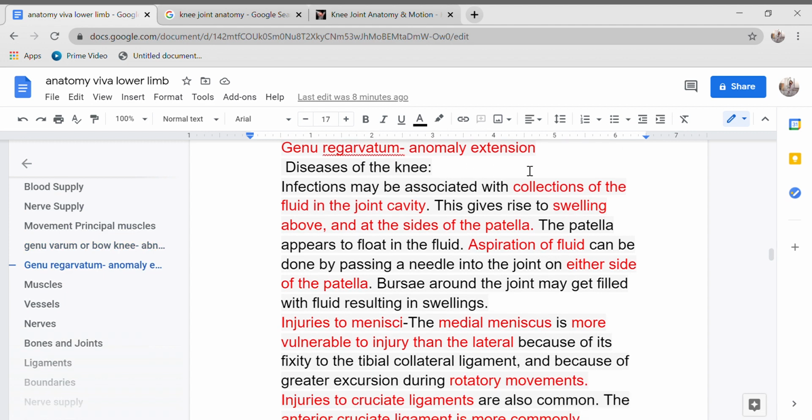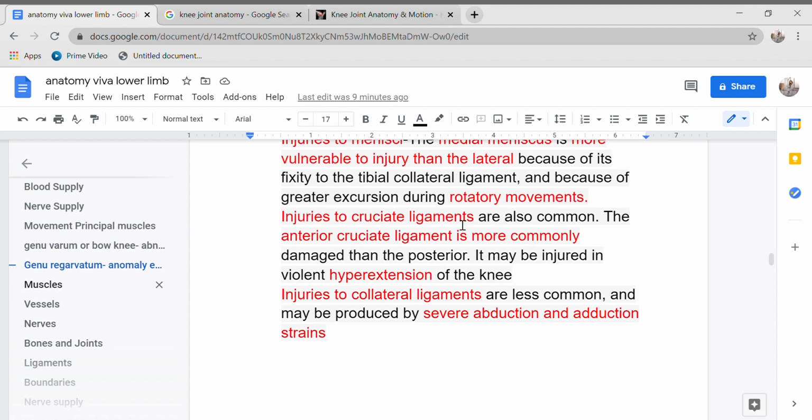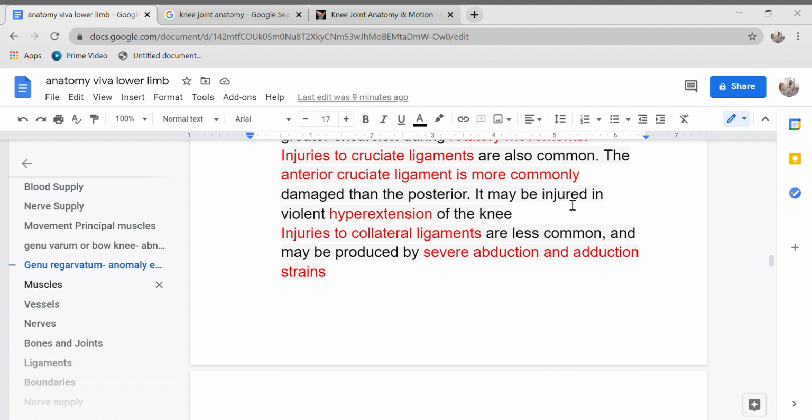In disease of the knee, there will be collection of fluid in the joint cavity, so swelling will occur at the side of the patella. Aspiration has to be done on the side of the patella. The bursa will get filled with fluid. Menisci: the medial meniscus is more vulnerable to injury than the lateral meniscus, and this happens due to rotatory movements. Cruciate ligaments: the anterior cruciate ligament is most commonly damaged, due to hyperextension of the knee.